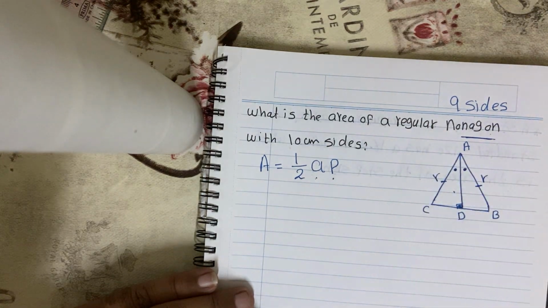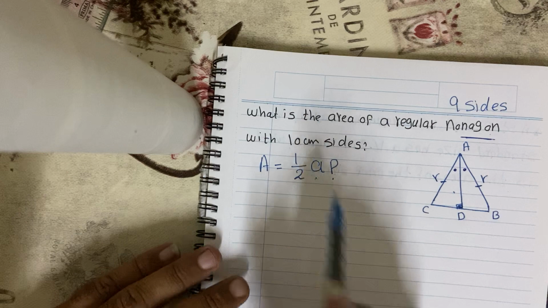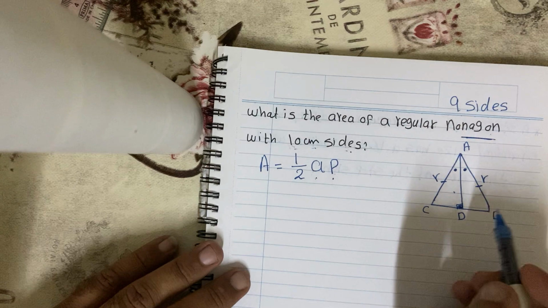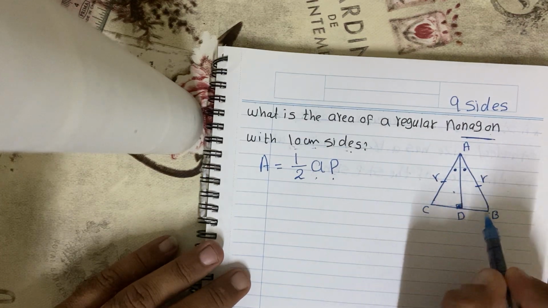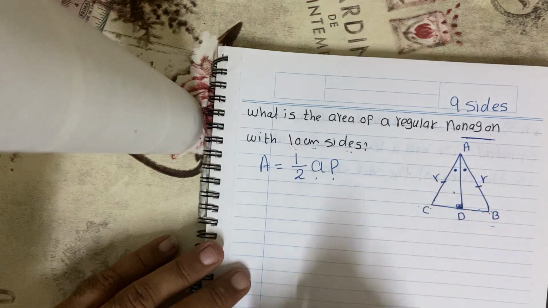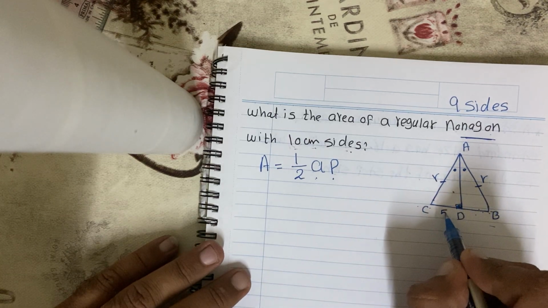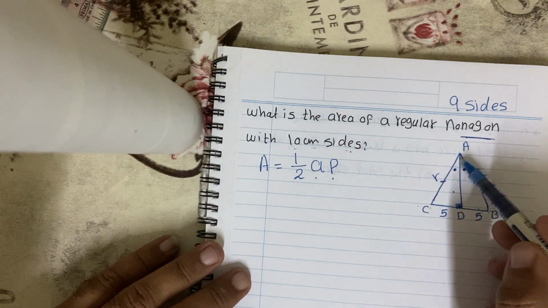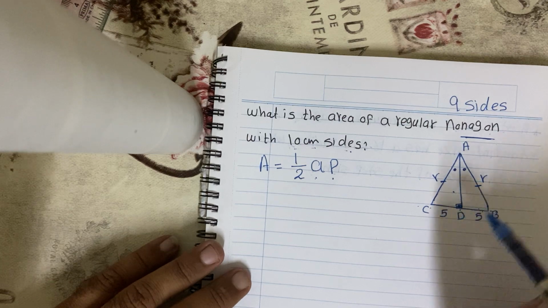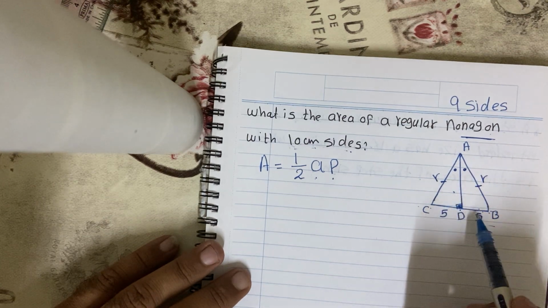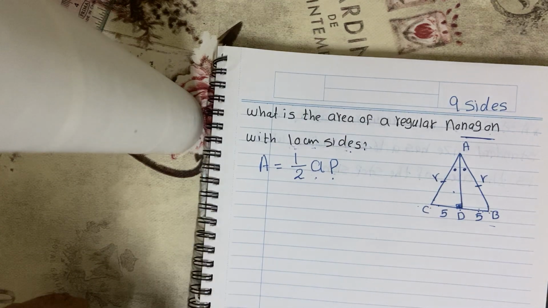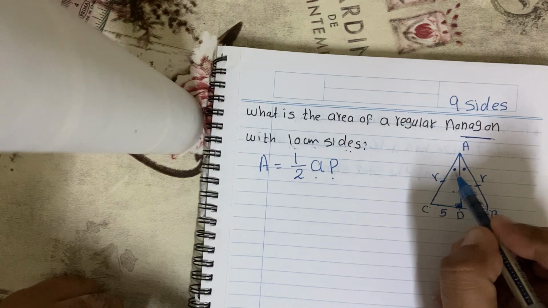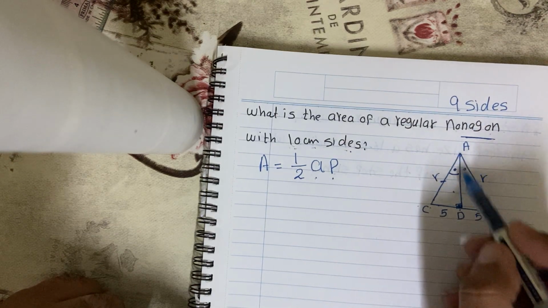How can we find the apothem? First, the side of the nonagon is 10 centimeter. So this side is 10 centimeter. So this part is 5 and also this part is 5, because in the isosceles triangle the apothem is perpendicular, so it bisects the base. This part will equal this part. Now we have 5. We need to find this angle to find the apothem.